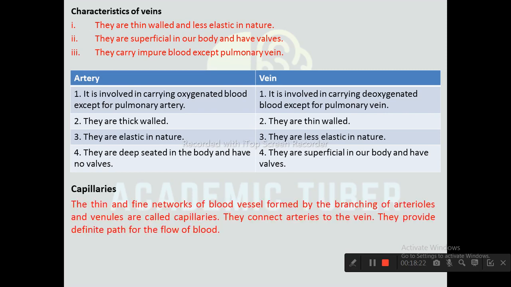Capillaries. The thin and fine network of blood vessels formed by the branching of arterioles and venules are called capillaries. They connect the artery to the vein and they provide the definite path for the flow of the blood.